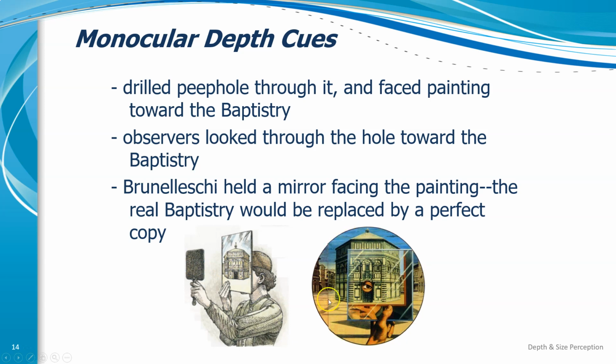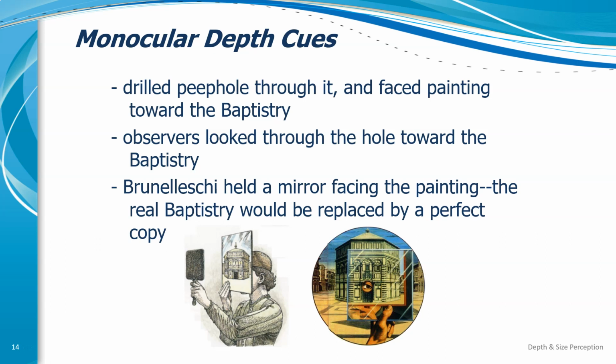So they're looking through the peephole, and they can see the actual baptistry, okay? And then when they hold up the mirror, you can see that they see the reflection of the baptistry that's been painted onto the mirror, and it is a seamless match for the actual baptistry that they're looking at with their actual eyeballs. Okay, that's a lot of work. I know it's a bit complex and confusing. What's the point of all of this?